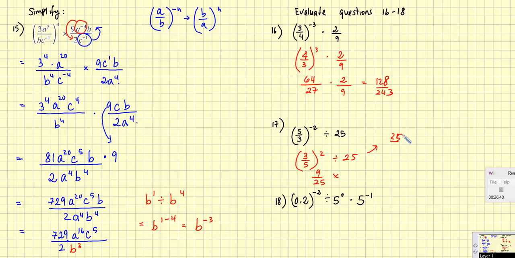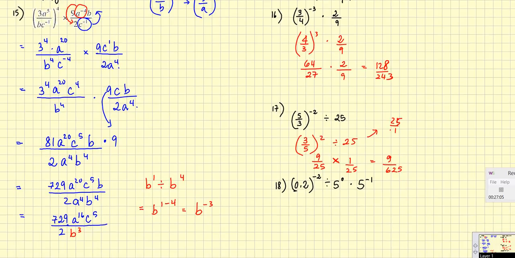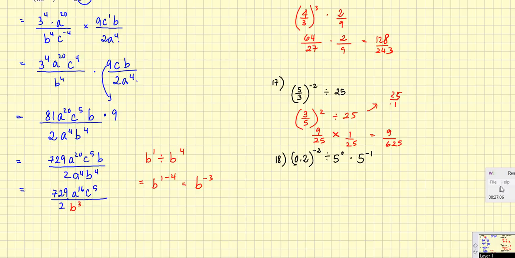25/1, which means that when I am doing the division with a fraction, then it's going to go times 1/25, so that I end up getting 9/25 times 25, which is 625. So my final answer here is 9/625. Now, the last example that we have is where we have 0.2.